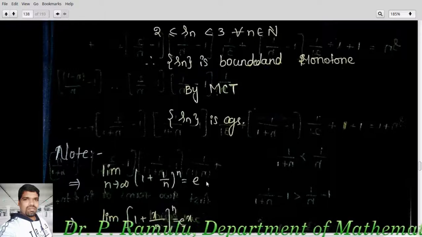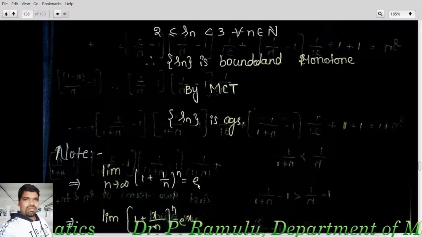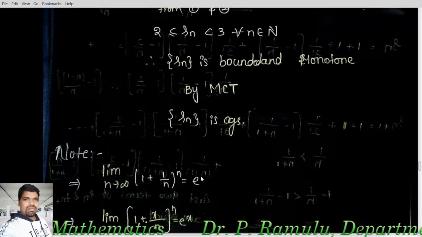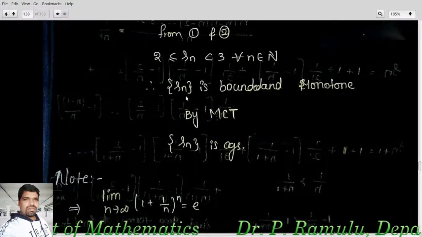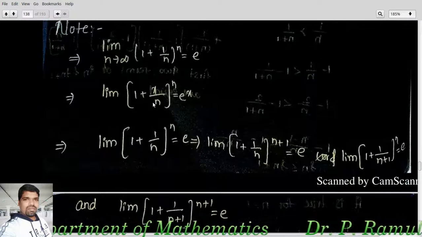This kind of problem, solve either way. You can show that this is equal to e by using the simplest method in limits of functions. Okay, you can consider that we can use this limit of n tending to infinity, 1 plus 1 by n, equal to e. Similarly, this formula you can derive.